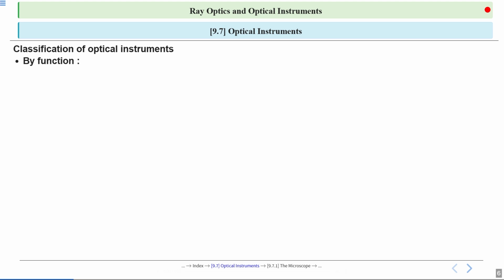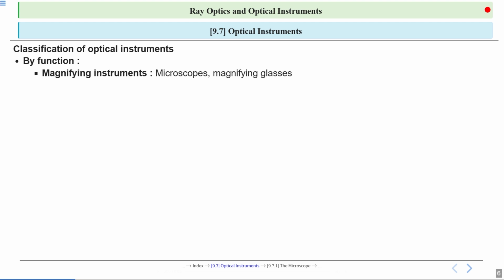So let's begin with the classification of optical instruments. The first classification is by function. Optical instruments can be categorized based on what they do. This helps us appreciate the variety of tools available for different optical tasks.